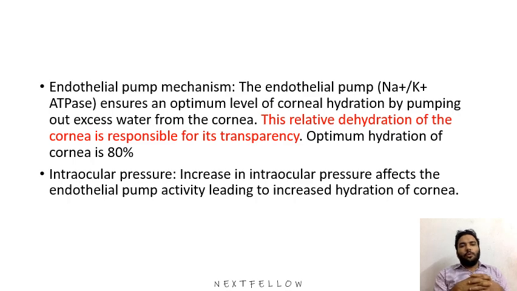The next thing is intraocular pressure. Increase in intraocular pressure affects the endothelial pump activity and leads to increased hydration of the cornea. As you would all know, in acute angle closure glaucoma you would have seen corneal edema and a vertically oval pupil. The corneal edema is basically because the endothelial pump gets damaged by the high pressure, and that's the reason the water accumulates in the cornea.